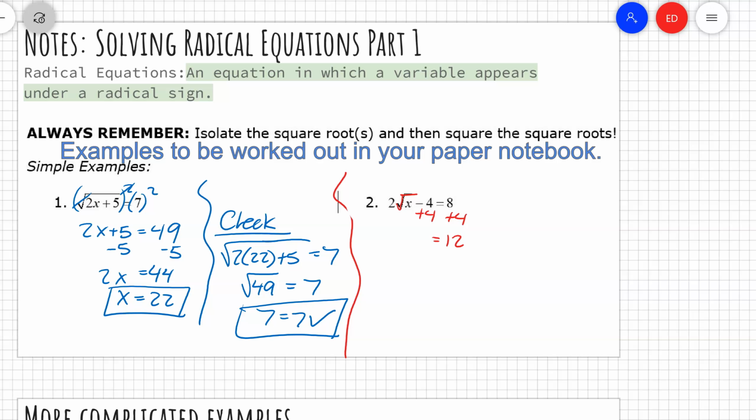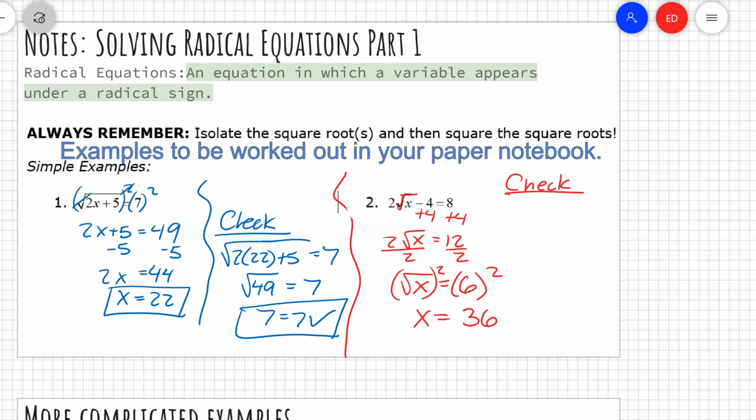That would become 12. You can see that we need to go ahead and divide both sides by 2. And we're left with the square root of x equals 6. Now that's a little easier to look at. We can square both of those sides to get rid of the radical, so the square root squared is gone. We're left with x equals 36. We're not done though. We do need to double check our answer. So we're going to check that.